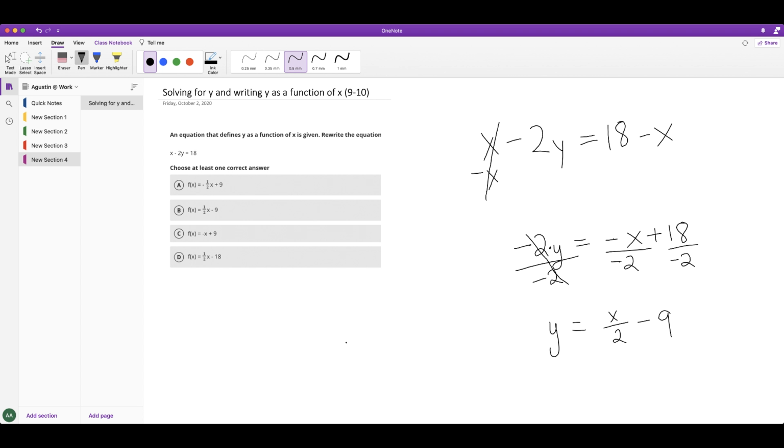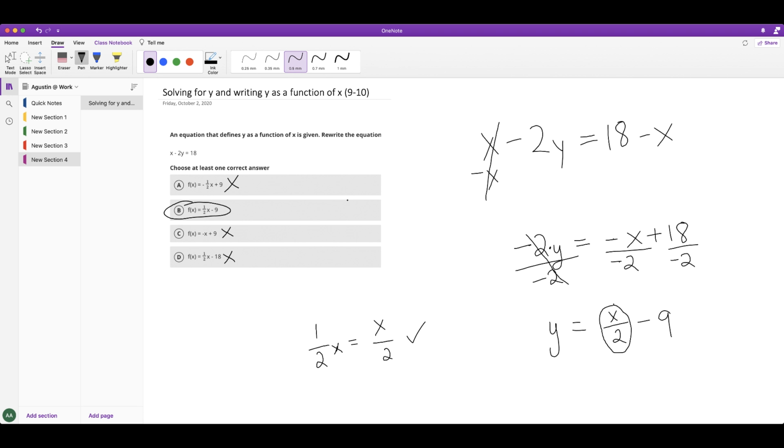So I go back and look at my answers. This one's a plus 9, so that one's out. Plus 9, that's out. That's a minus 18, that's not even close. Minus 9, this is the only one that has a minus 9. And this has 1/2 times x. So is this 1/2 times x? 1/2 times x is the same thing as x over 2? And the answer is yes, they are the same thing, obviously, right? Because what other answer would there be?